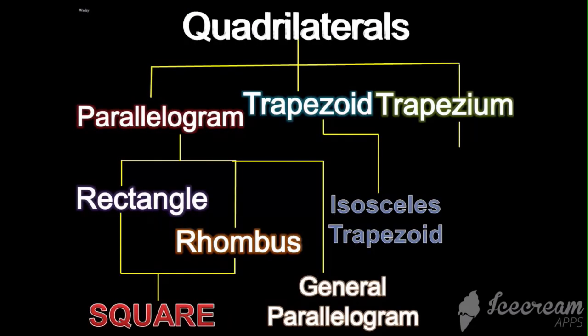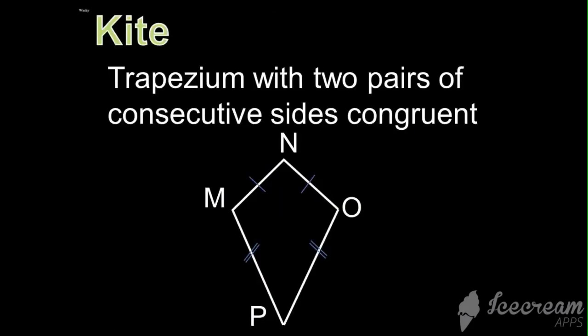Next, under trapezium, we have a kite. What is a kite? A kite is a trapezium with two pairs of consecutive sides congruent. We can see in the figure that MN and NO are two consecutive sides congruent, and MP and PO are also consecutive congruent sides.